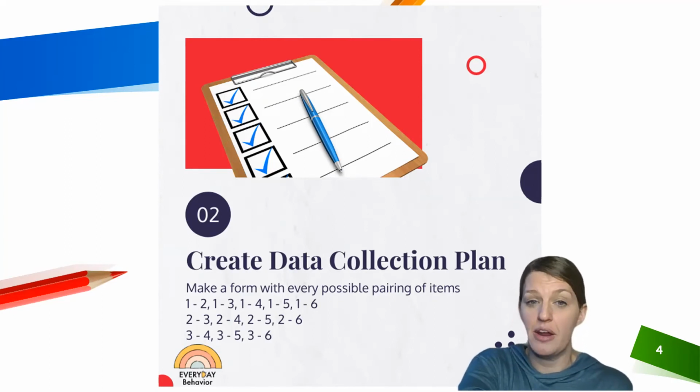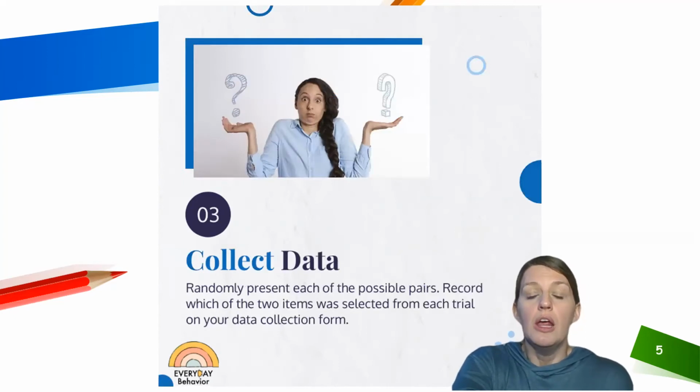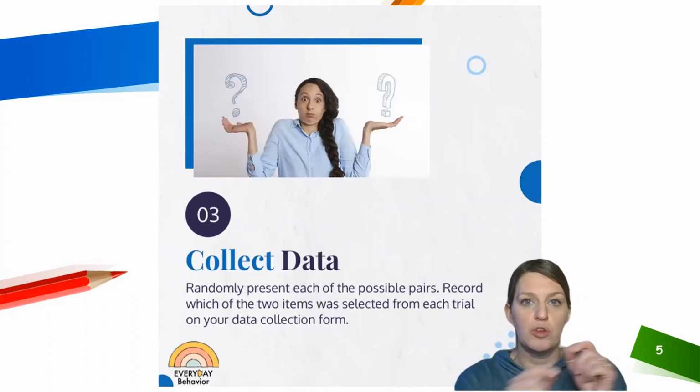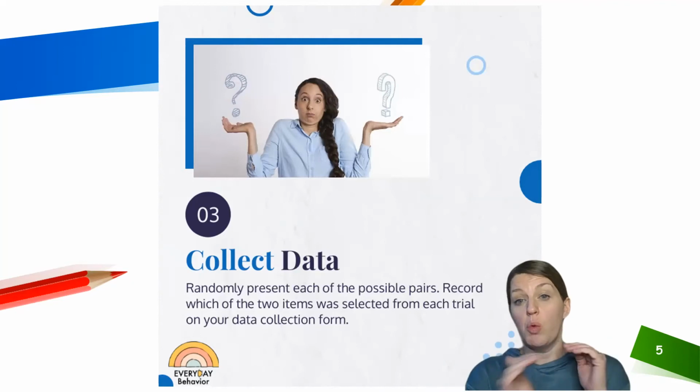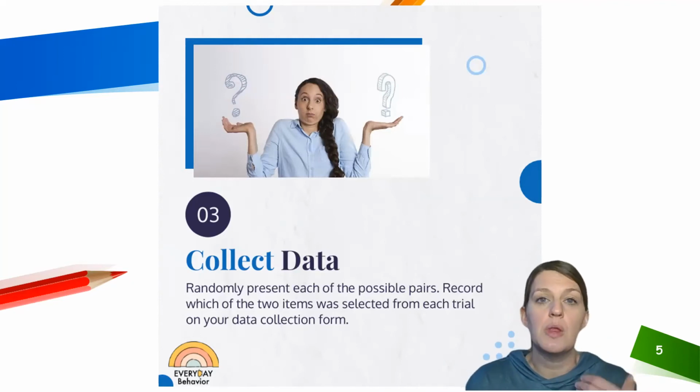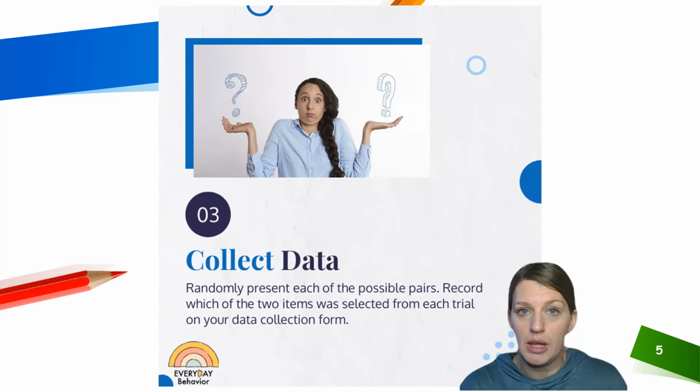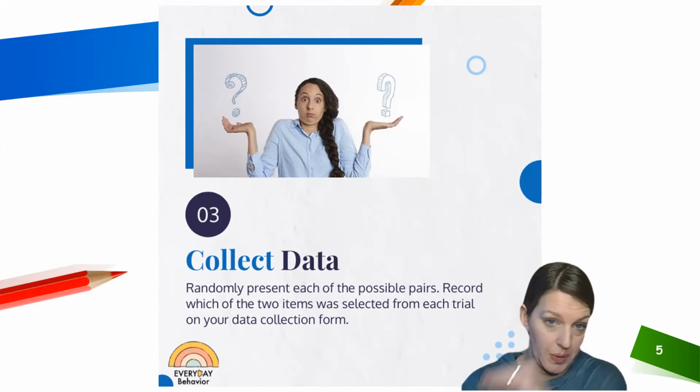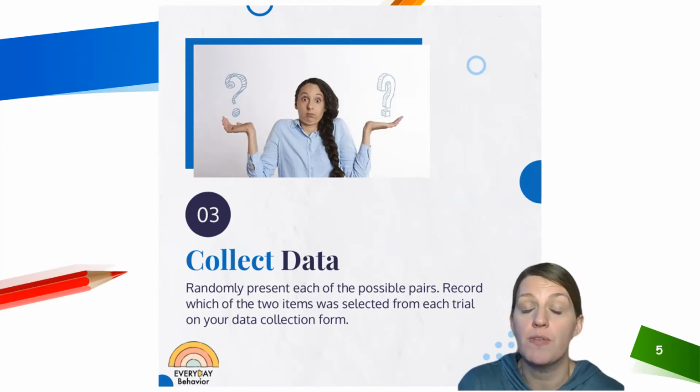So you just want to write down every possible pairing, okay? Then you don't want to always present 1 with 2 and then 1 with 3. You don't want to go in order. You want to present these randomly so that M&Ms are presented equally across all of your trials, okay? So randomly present each of the possible pairs.